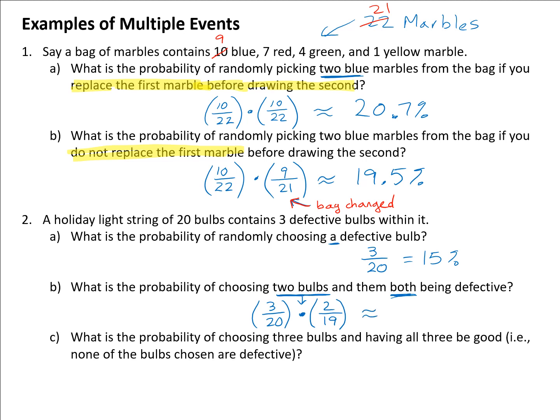So 3 divided by 20 times 2 divided by 19 would give us 1.6%. So there's a 1.6% chance of picking 2 defective bulbs.